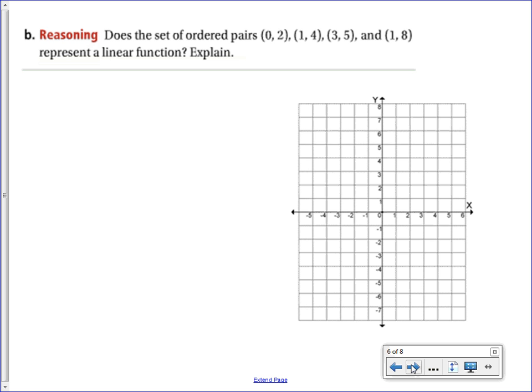So if we wanted to explain this one, we can go 0, 2. We can do a 1, 4. We can do a 3, 5. We can do a 1, 8. And it's asking, is it a linear function? And we would say no, it is not a linear function. And one of the reasons why, we could simply say it doesn't form a straight line.